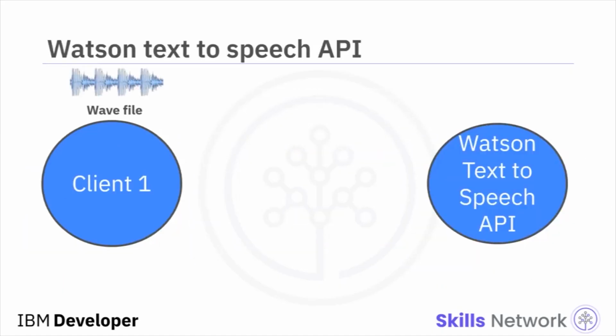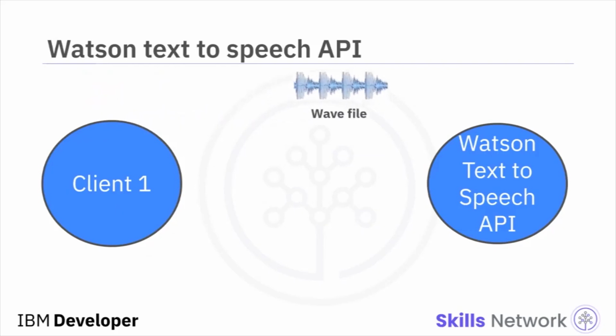Now, another example of a REST API is Watson Text-to-Speech API. This API converts speech to text. In the API call, you will send a copy of the audio file to the API. This is called a POST request. Then the API will send the text transcription of what the individual is saying. At the back end, the API is making a GET request.